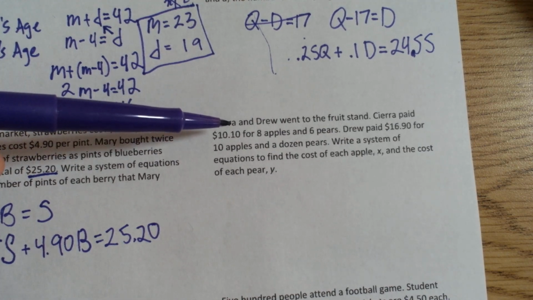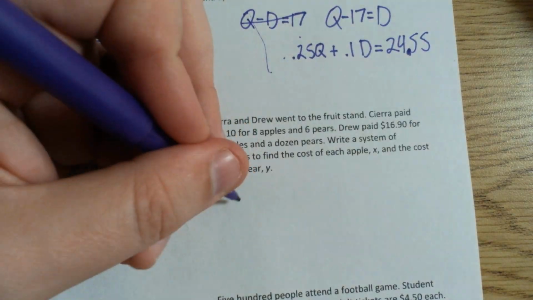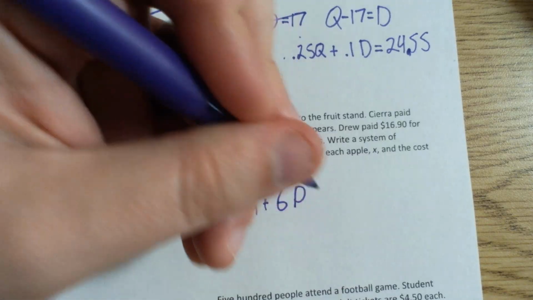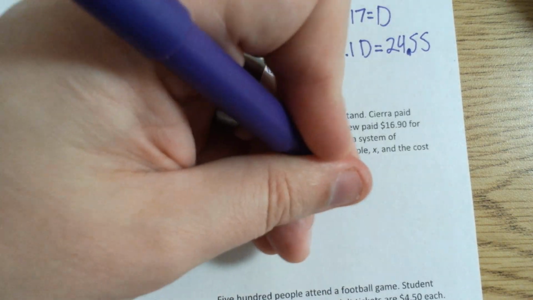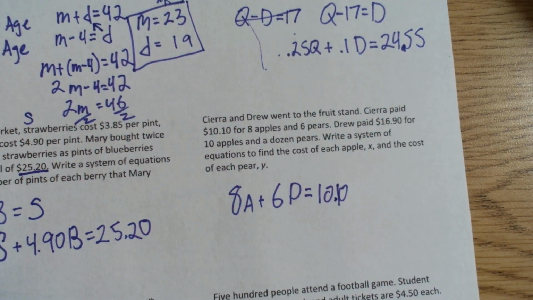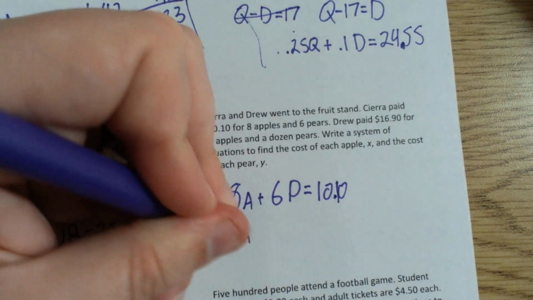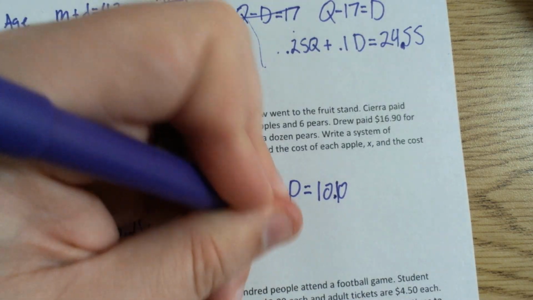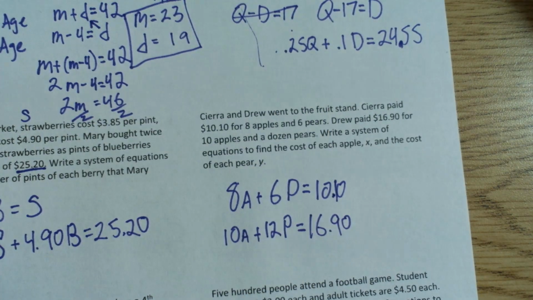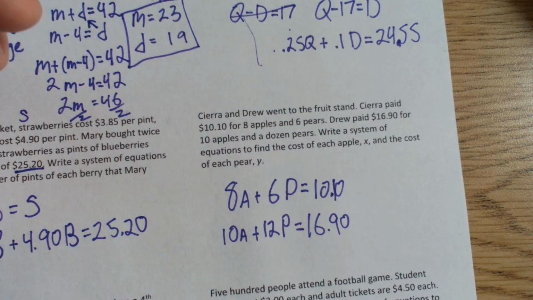Okay, looking again at money, paid $10.10 for 8 apples and 6 pears. So 8 apples plus 6 pears equals $10.10. Drew paid for 10 apples and a dozen pears, and that cost $16.90. And so these to me, and it says use X and Y. I used A and P.